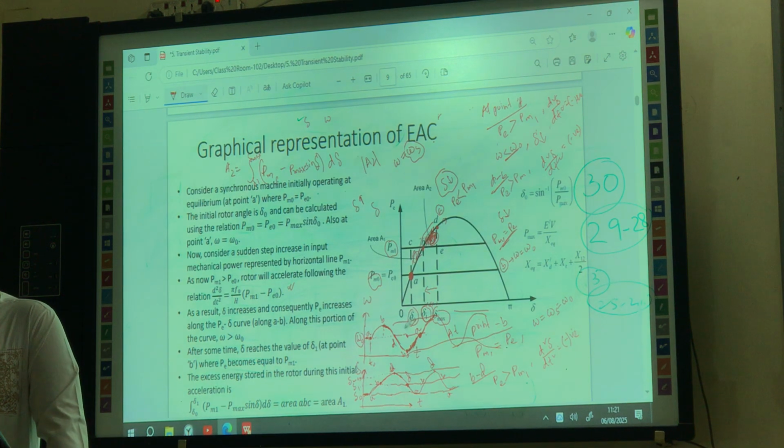Now by looking at this curve, it is neither decaying nor growing over time, right? It is continuously swinging between two fixed points. And this type of system is called a marginally stable system, right? So this is the marginally stable.